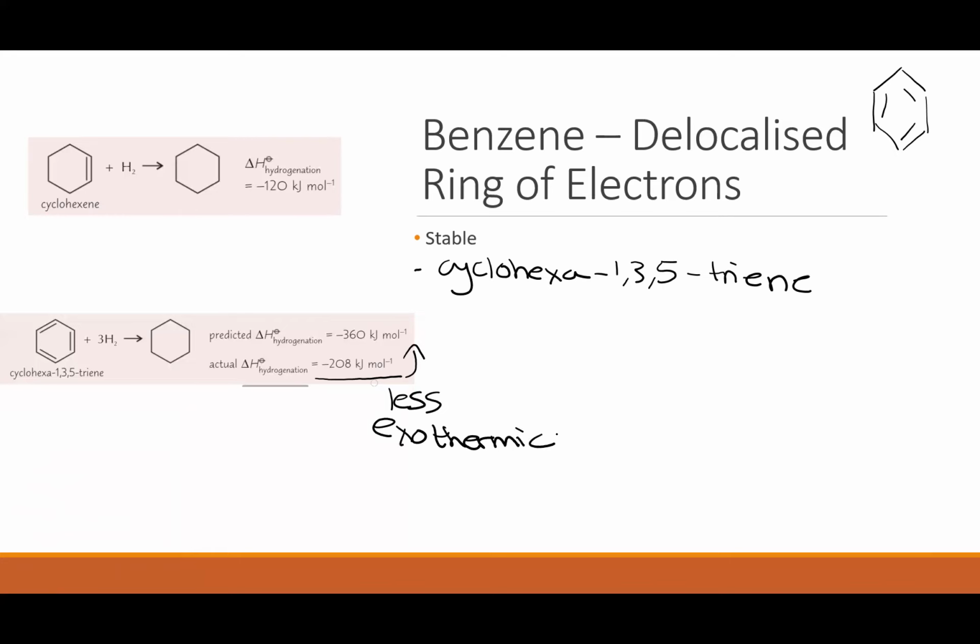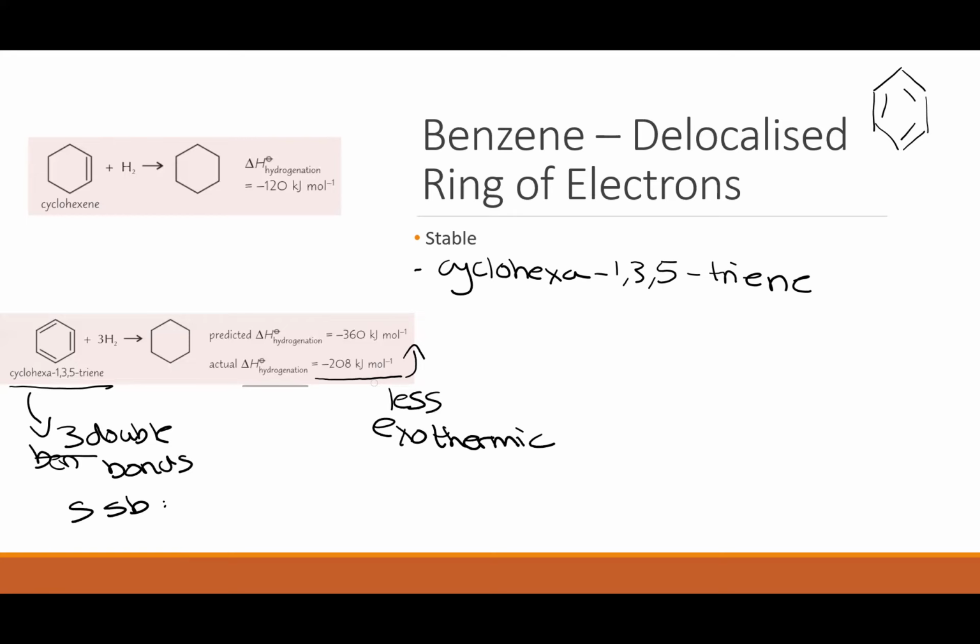So energy, we know, is put in to break bonds, and energy is released when bonds are made. So therefore, more energy must have been put in to break the bonds in benzene than would be needed to break the bonds in a theoretical cyclohexa-1,3,5-triene molecule. And this theoretical molecule is what it would have been if benzene had those 3 double bonds and 3 single bonds.